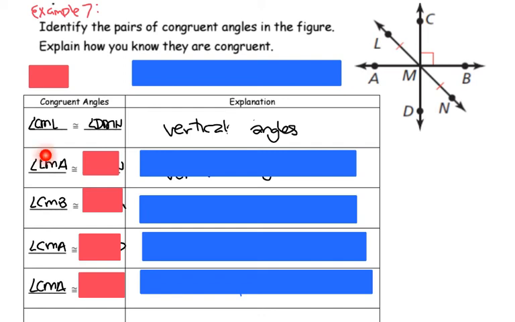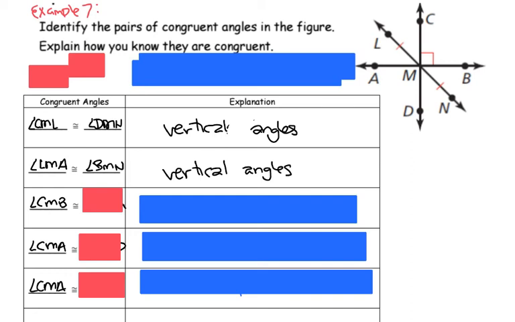All right, next example. Angle LMA. I'm looking for an angle that's congruent to LMA, and again, think about your vertical angles probably. It's usually the easiest thing to look for. Do we have one that's vertical to angle LMA? I believe we do, and it would be angle BMN. And the reason why? Vertical angles again.